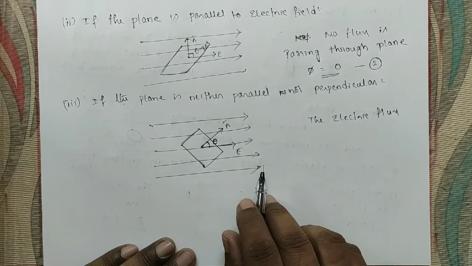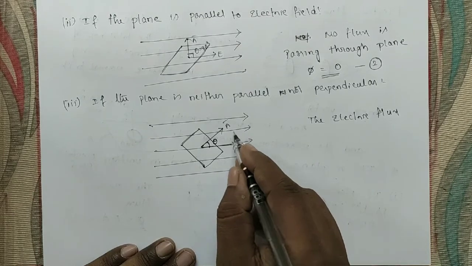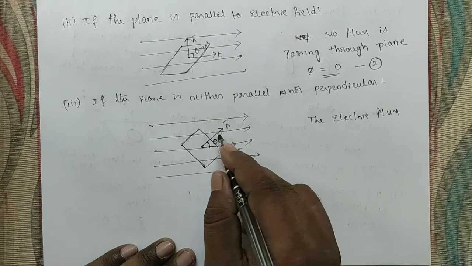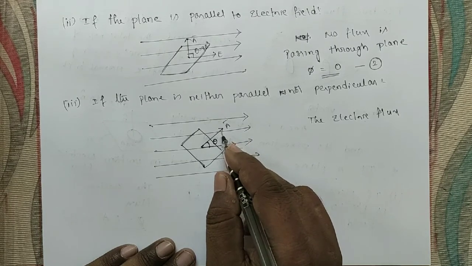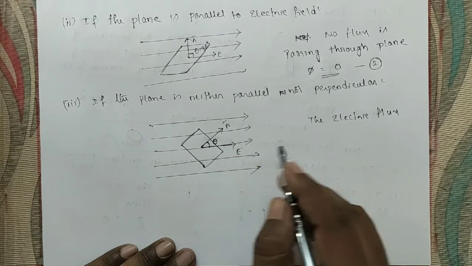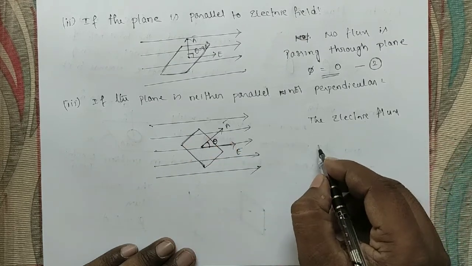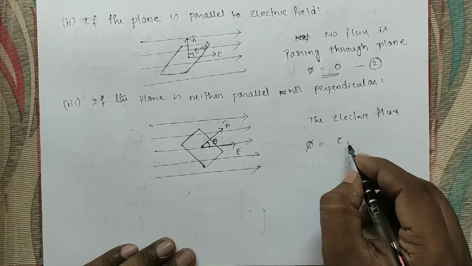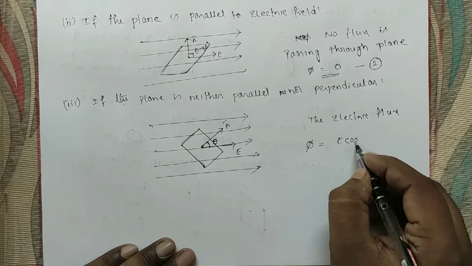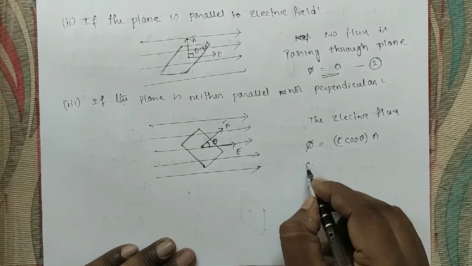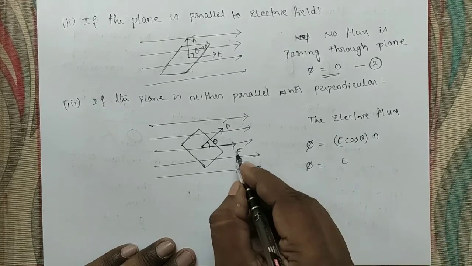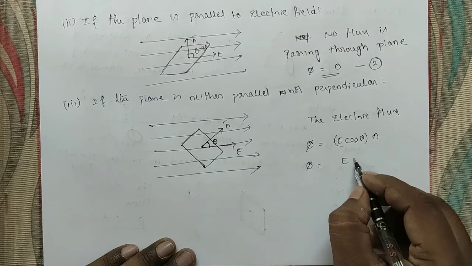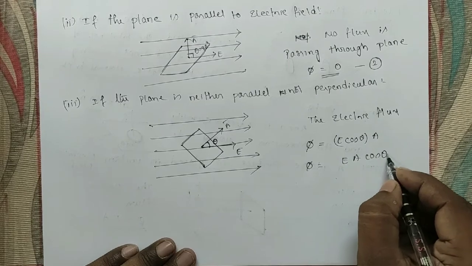If we take the component of the electric field vector normal to the surface, that is E cos theta. Therefore the number of electric field lines passing through it normally, that is the flux, equals E cos theta into A. Otherwise you can write it as phi equal to E A cos theta, because we resolve the electric field intensity along this direction.